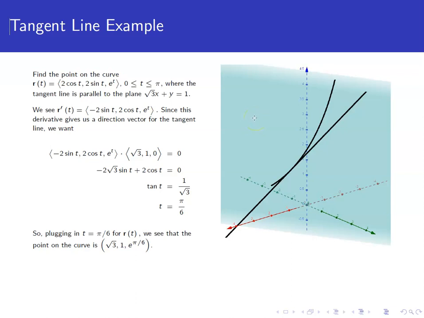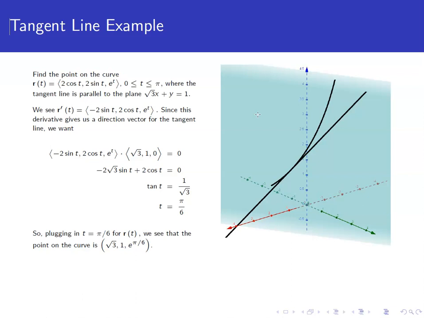In this video, we're going to talk about an example of finding a tangent line parallel to a given plane. All right, so we've got a point on the curve. We want to find a point on the curve, rather, where the tangent line to the vector-valued function 2 cosine t, 2 sine t, e to the t is parallel to the plane root 3x plus y equals 0.